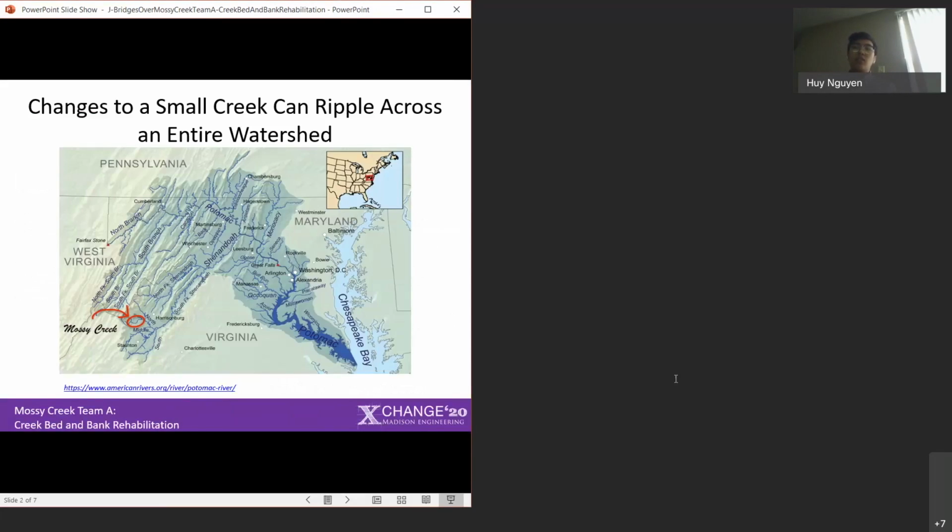Now, Team A is concerned with the environmental aspects of the project, specifically the stream conditions. It would be improper to conclude that only the stream will be affected by this project, as a change to a small creek can ripple across an entire watershed. As you can see in the image provided, Mossy Creek is located near Harrisonburg, connected to the North Fork of the Shenandoah River, which belongs to the Chesapeake Bay watershed.